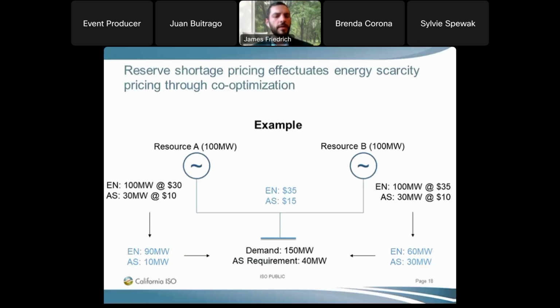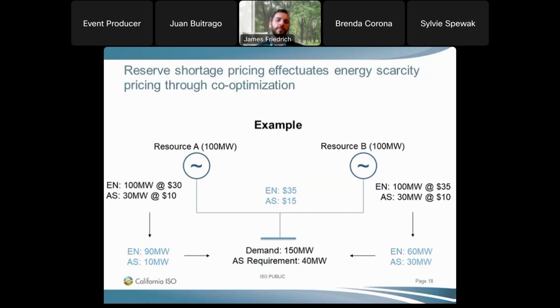What's happening is that because resource A is needed to provide reserves in order to meet the total reserve requirement of 40 megawatts, the market must give it a 10 megawatt reserve award because it can only get 30 megawatts from resource B. And that means that it's prevented from producing an extra 10 megawatts of energy where its bid cost is $30 and the relevant LMP is $35. So it has a $5 per unit opportunity cost of being prevented from providing energy and has to provide reserves instead. What the market clearing process does is it automatically incorporates that opportunity cost into the AS marginal price. So it's the $10 bid cost plus the $5 opportunity cost of not being able to provide energy.